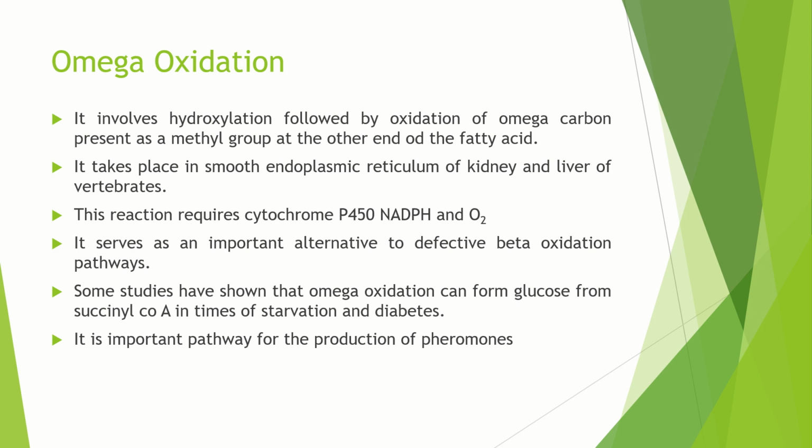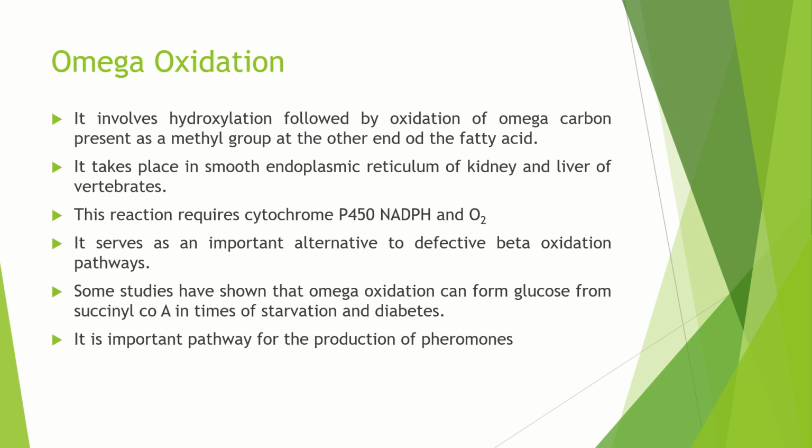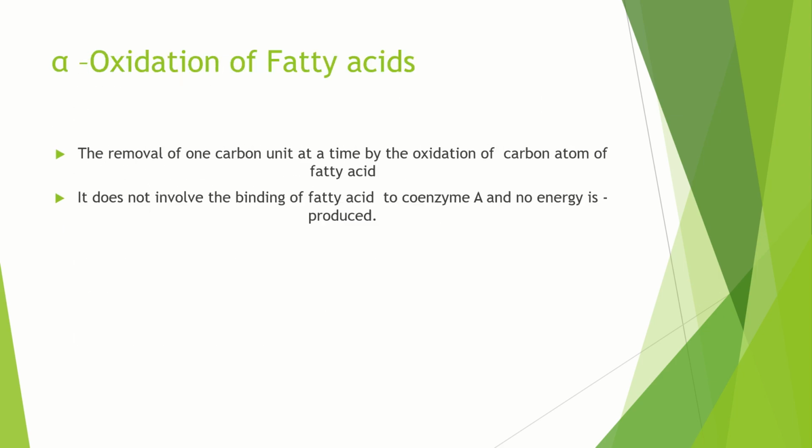It serves as an important alternative to defective beta oxidation pathways. Some research studies have shown that omega oxidation can form glucose from succinyl CoA in times of starvation and also diabetes. It is an important pathway for the production of pheromones. So that is about omega oxidation.